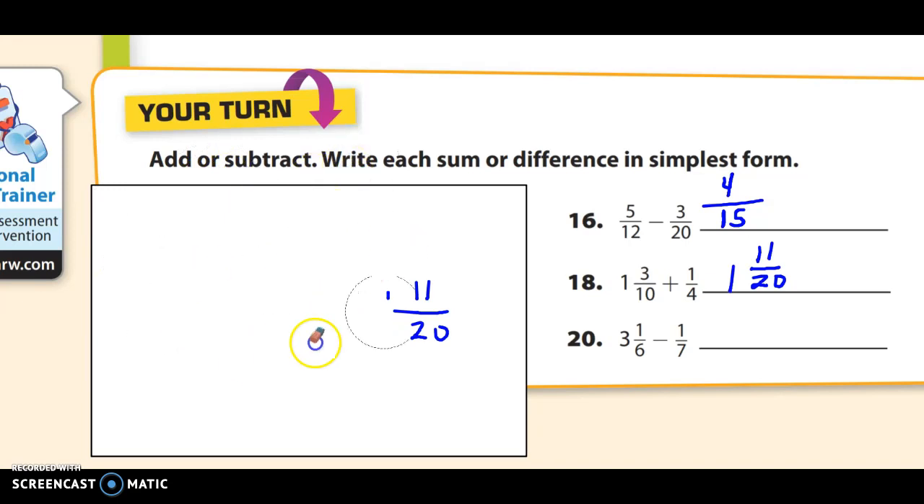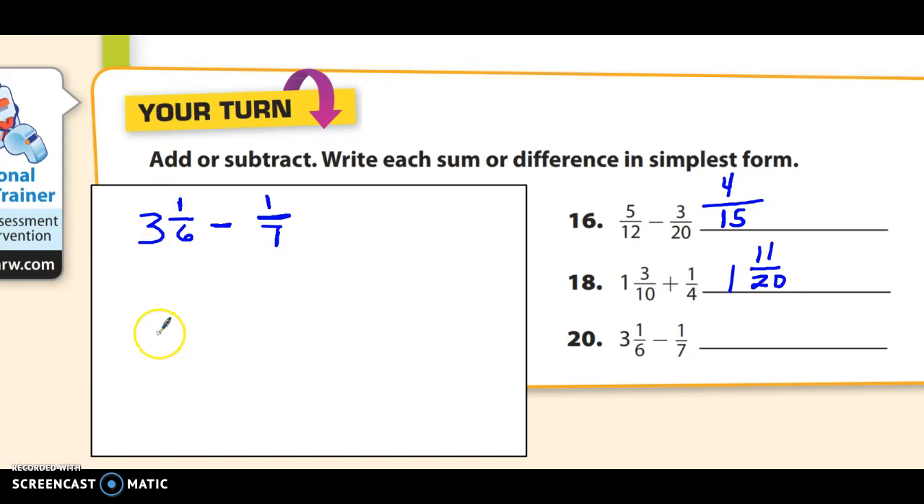All right, last one. 3 and 1/6 minus 1/7. All right, so again, we can ignore the 3 and we can just focus on our common denominator. If you count by your 6s, 6, 12, 18. If you count by your 7s, 7, 14, 21. They don't actually have a common denominator until you get all the way up to 42. We learned this in Module 2. When two numbers don't share a factor, their LCM is actually just those two numbers multiplied together.